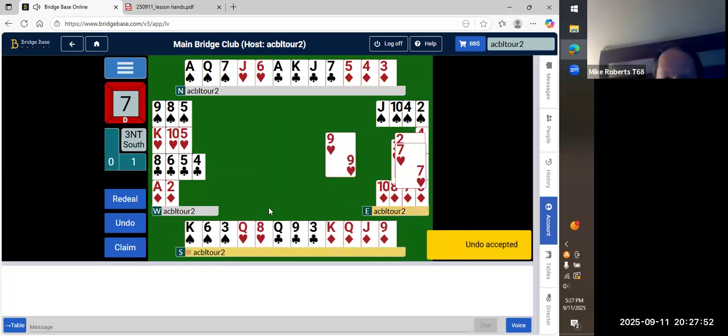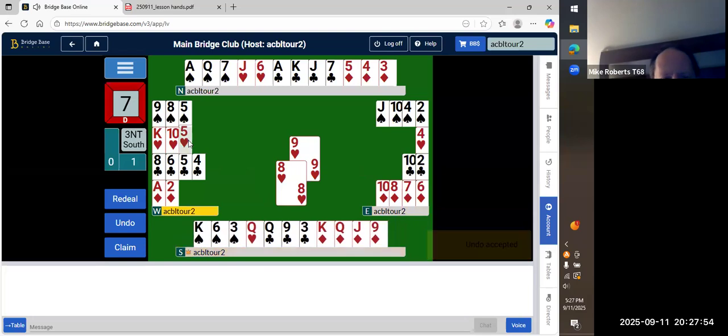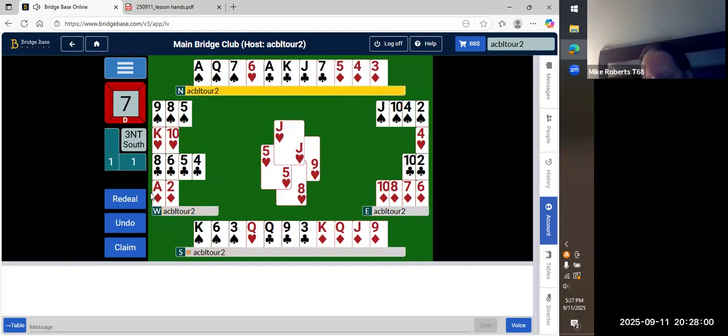And you come back another one. It doesn't really matter whether you duck or win, because you have the ace of diamonds as an entry. If you had no entries, it's a very good idea to duck, just so partner has another one to lead when they get in.